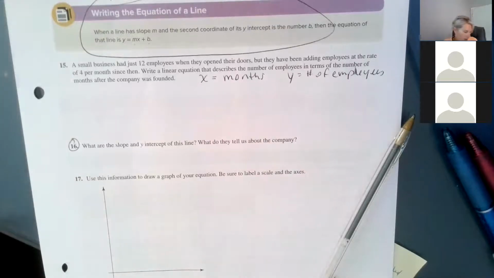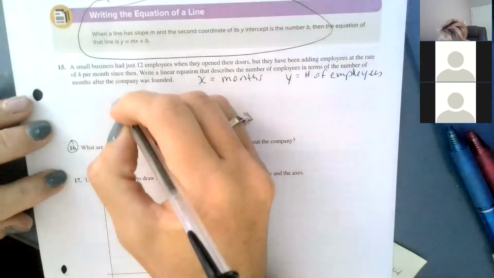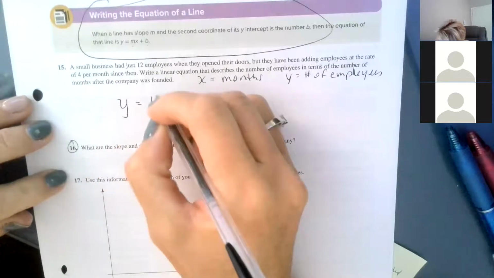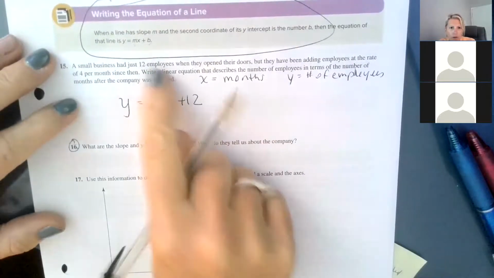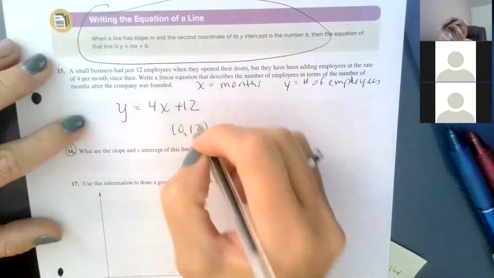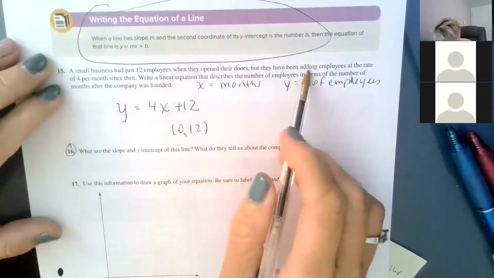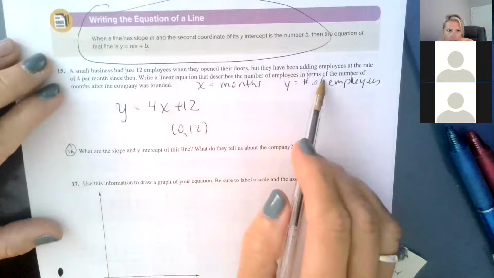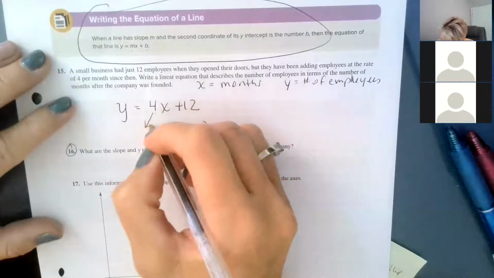Anybody come up with an equation they think will work? I have y equals 4x plus 12. So we think that 12 is our y-intercept, right? I would agree with that because we started with 12 employees. And then it says we are adding employees at the rate of 4 per month. So I think that would be correct.